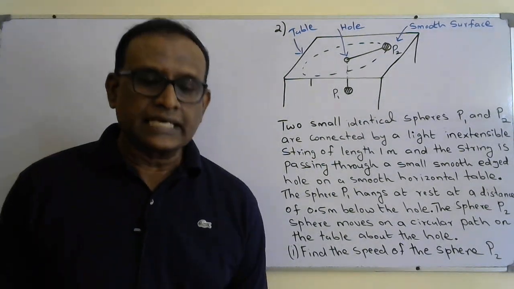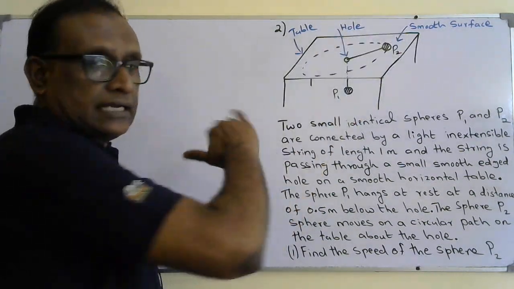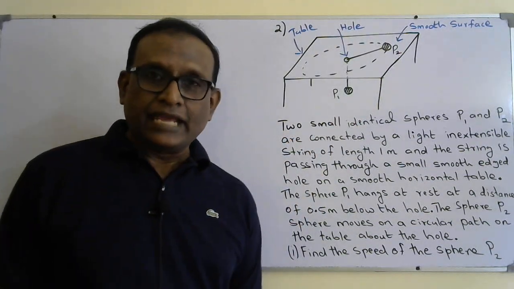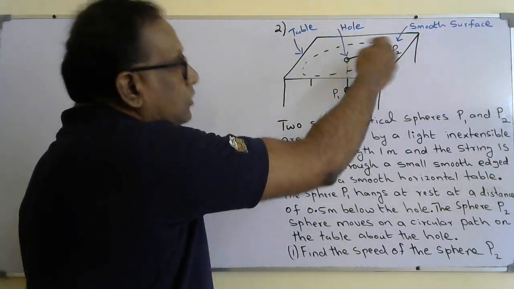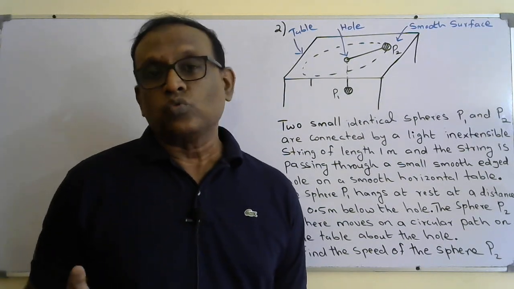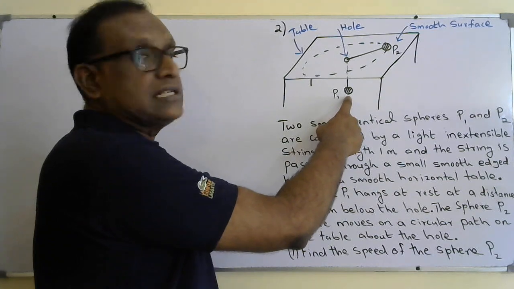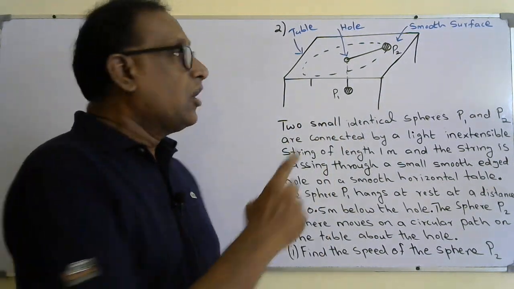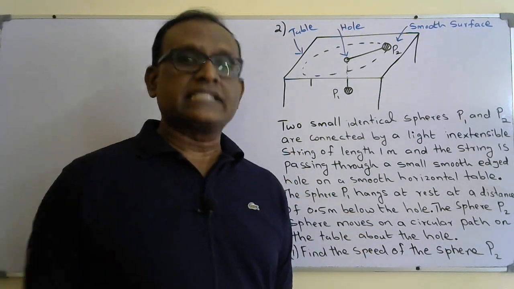Okay, so this is the second question. Here the diagram is given. This is a small, smooth horizontal table, and there is a small hole on it. Through the hole, a light inextensible string of length 1 meter is passing, and at one end a small sphere P1 is attached. On the other end, an identical small sphere P2 is attached.